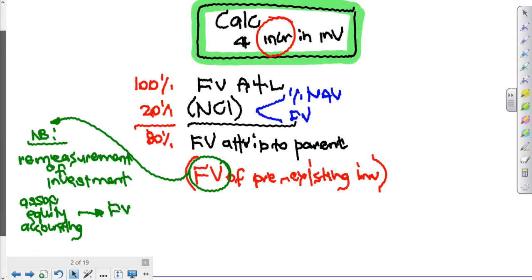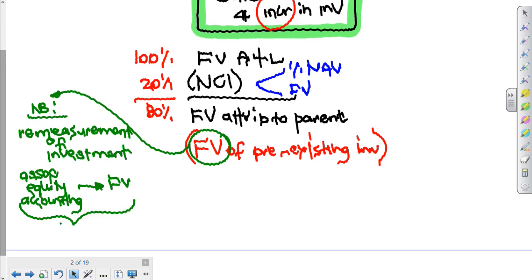This remeasurement lands up in P&L. Let's do a little thing here. So I used to have an equity accounted investment. I was carrying it at equity accounting. The statement now says I must measure it at fair value. So there will be a remeasurement of that investment, which will land up in my P&L.